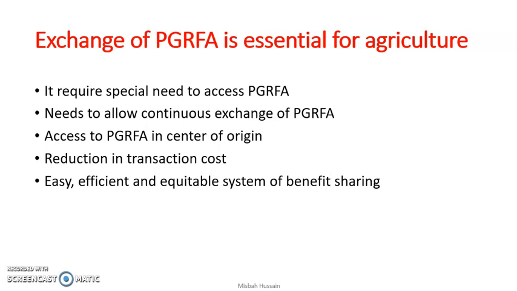And fourthly, the reduction in transaction cost. If we talk about the exchange of plant genetic resources for food and agriculture, it means that the transaction cost, the exchange cost between the countries, should be reduced so that they can exchange these genetic resources easily. And then there is an easy, efficient, and equitable system of benefit sharing. If the countries get any benefit from the genetic material or plant genetic resources that they received from another country, then they should share that benefit either in the form of money or in any other form, like training or technology.